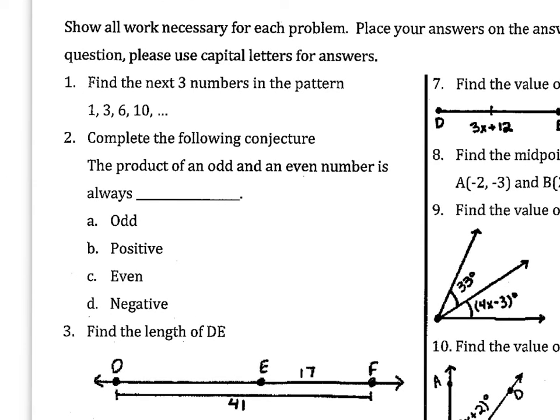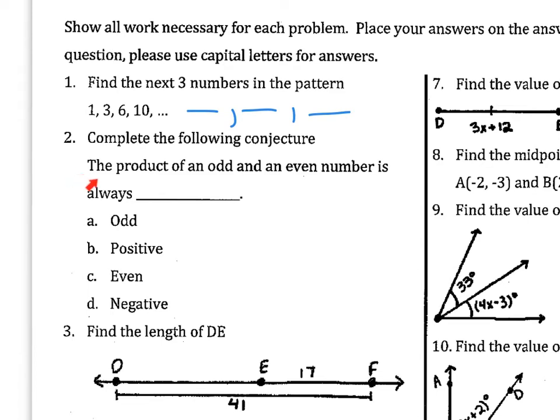So here we go. Number 1 says find the next 3 numbers in the pattern. Your pattern is 1, 3, 6, 10. So look at how they are changing from 1 to 3, 3 to 6, 6 to 10. Okay, numbers are getting bigger. It means you're either adding or multiplying. Okay, what are the final 3 numbers? So that means you should have 3 more numbers.